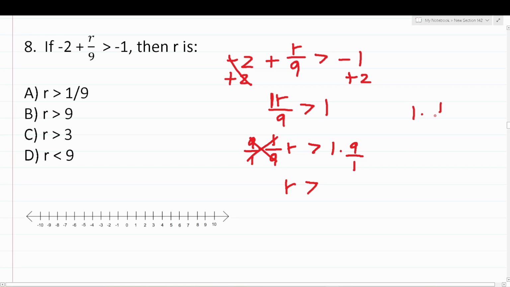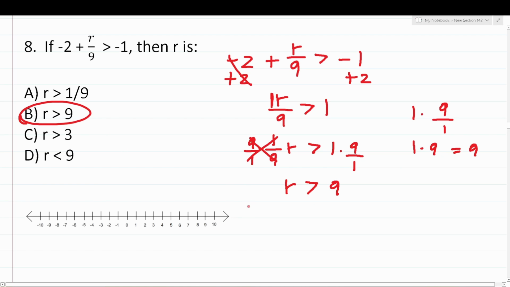Well, let's do that off to the side if we need to. What is 9 over 1? 9 divided by 1 is just 9. So this is 1 times 9. 1 times 9 is 9. So this says r is greater than 9. We can see that is answer choice B.